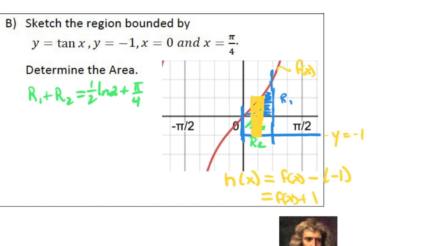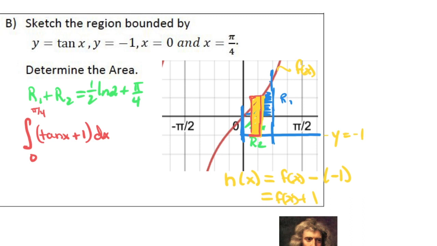So if I want to write an antiderivative, that's going to be the integral for f of x plus 1. So that'll be tangent of x plus 1 multiplied by the width of that rectangle, which is still dx. And I'm still going to integrate from 0 to pi over 4, because all of these rectangles that I draw, thinking of Riemann sums, will be trapped between 0 and pi over 4.